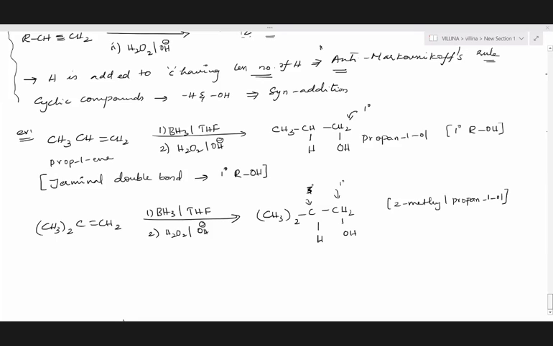So here also give it a try for 1 and 2. What is the product formed? This is a single bond, not a double bond. So here you exactly apply the anti-Markovnikov rule in this example. 4-methyl... yes.